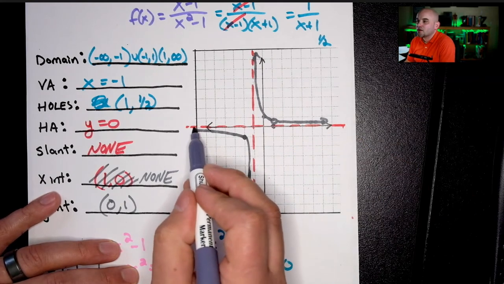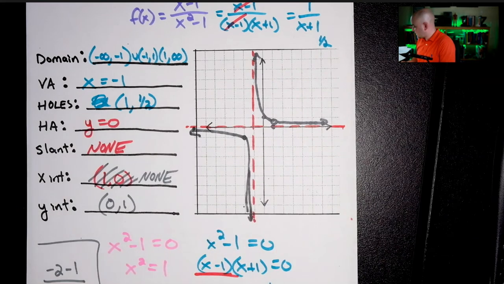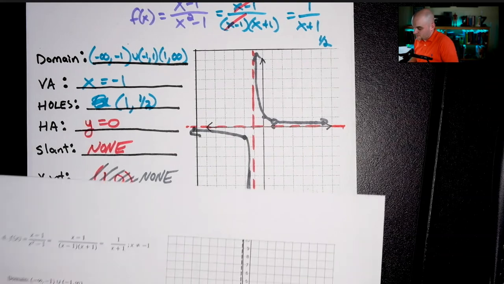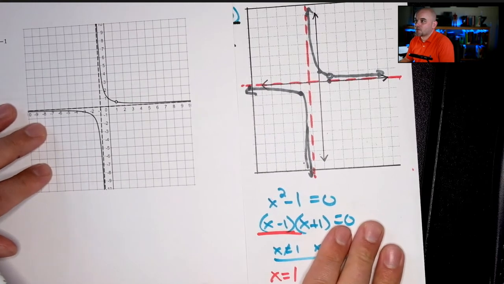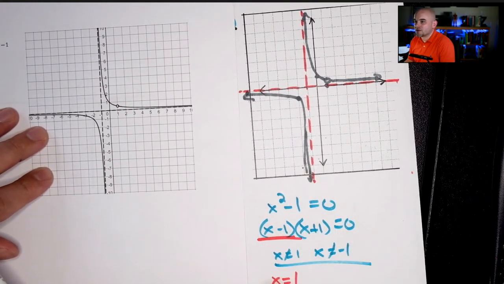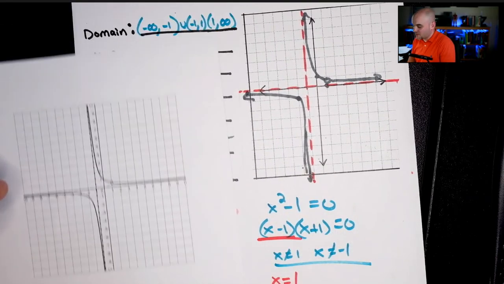All right, so on this one, let's check out and see how I did compared to the computer-generated graph. There's our computer-generated graph. There's the actual graph. That's pretty close, you know? That's what I'm looking for.